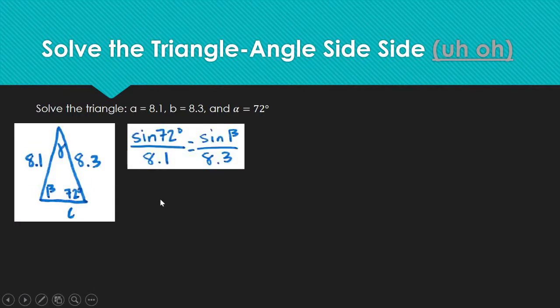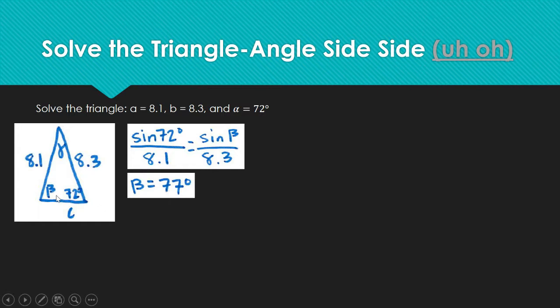So I'm just going to do what I know. I know A and alpha match up, and I'm going to find angle beta. So I say sine of 72 over 8.1 equals sine of beta over 8.3. I cross multiply: 8.3 times sine of 72 divided by 8.1 equals sine of beta. And so then we inverse sine that. So inverse sine of that tells me beta is 77 degrees.